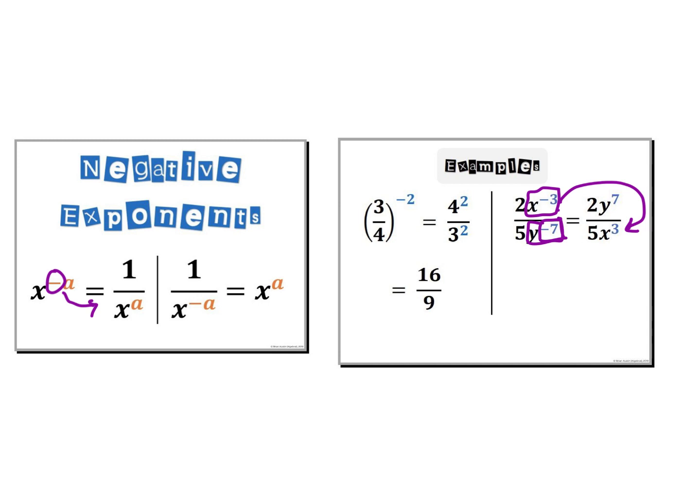So here we've got our y to the negative 7th. That moves to the top. This is, I think, the easiest to just see it happen. But as you can see here, they took a number and they did the reciprocal of that number and they got rid of the negative.